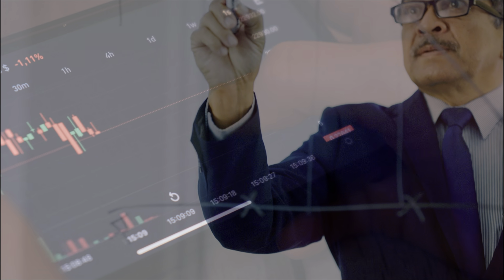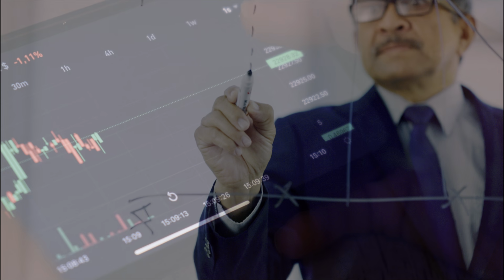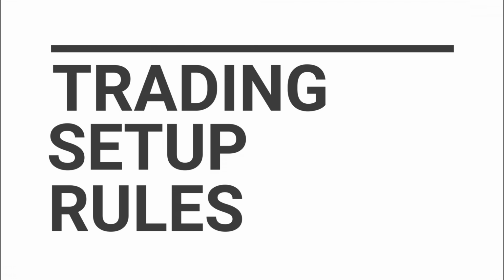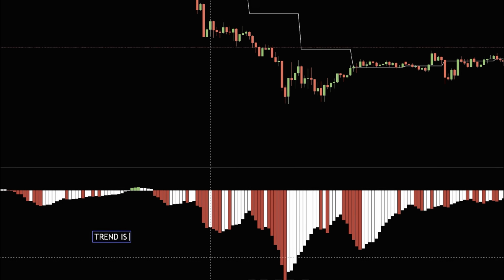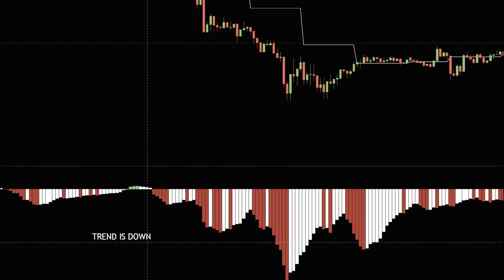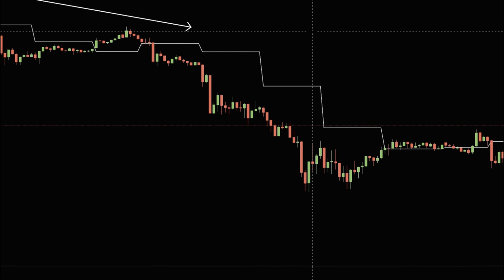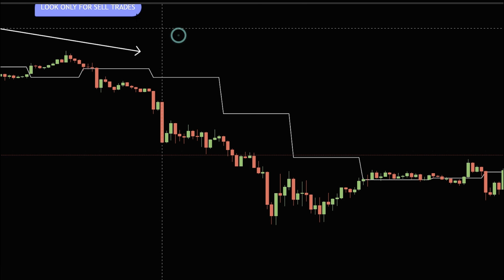This is the thing that separates the professionals from gamblers. Let's look at a sell setup on gold. Step 1. The trend. The MACD reloaded histogram is below the zero level. That tells us the environment is bearish. We only look for sell trades. Buying here is financial suicide.